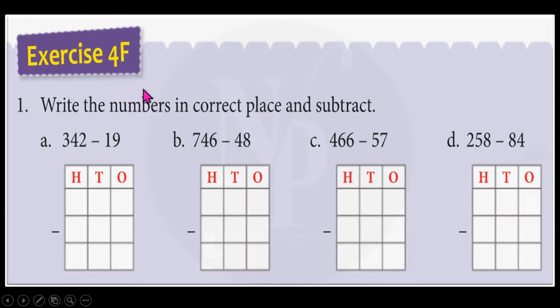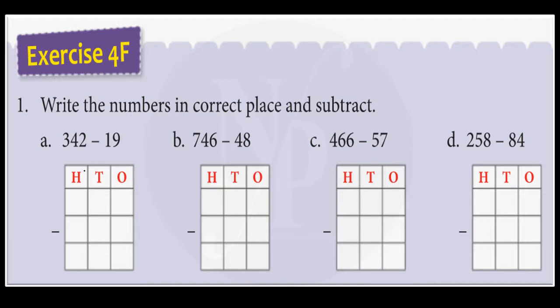Now let us solve these questions in exercise 4F of your textbook. Question number 1. Write the numbers in the correct place and subtract. We have to write the given numbers in these questions A, B, C, D in the correct places of these tables given here, and after that we have to subtract. So in this first question we have 342 minus 19. Let us write down these numbers correct to their place values in the place values table given here.